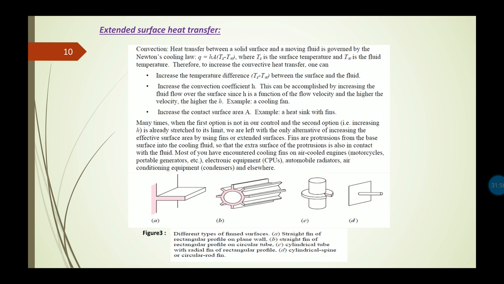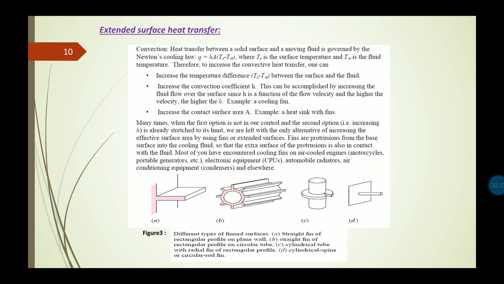The cooling fins on air-cooled engines like motorcycles or portable generators, or electronic equipment like CPUs or automobile radiators, air conditioning equipment, condensers and elsewhere, these are some examples of extended surface heat transfer, used as contact or adjoining surfaces with the main body or the base surface, which increases the contact surface area and which leads to an increase in the convective heat transfer.